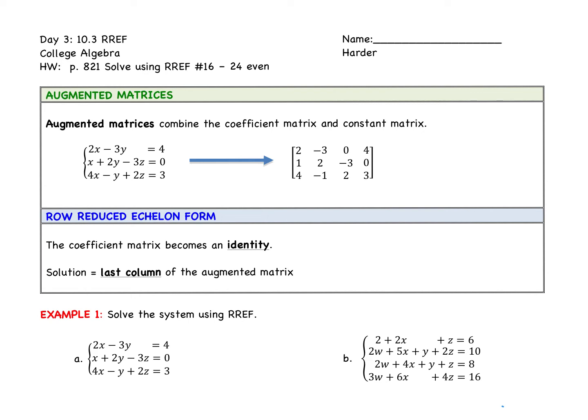Last set of notes we are taking. We are solving systems using matrices.